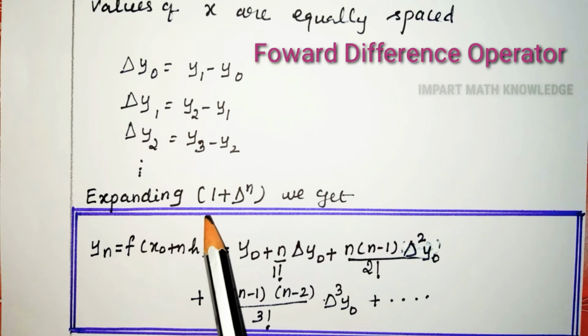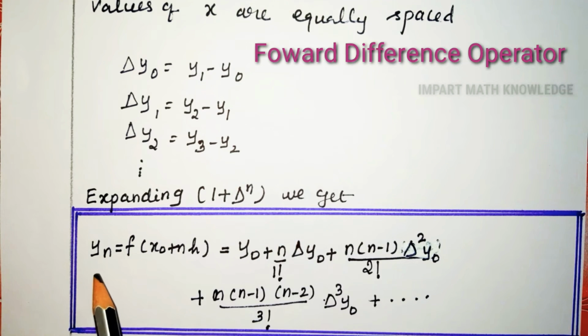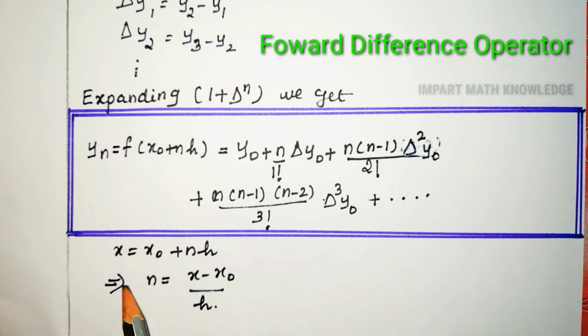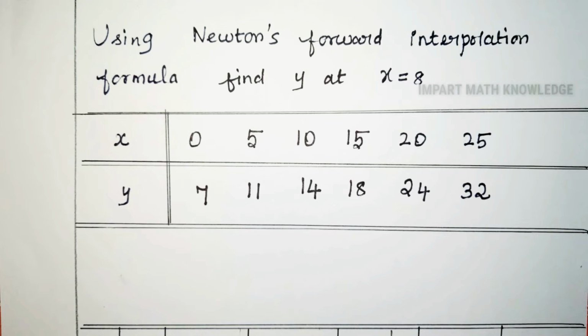If you expand (1 plus del) power n, we get yn is equal to y0 plus n by 1 factorial del y0 plus n into n minus 1 by 2 factorial del square y0 plus n into n minus 1, n minus 2 divided by 3 factorial del cube y0 plus etc. x is equal to x0 plus nh, where n is equal to (x minus x0) divided by h. h is the length of the class interval.